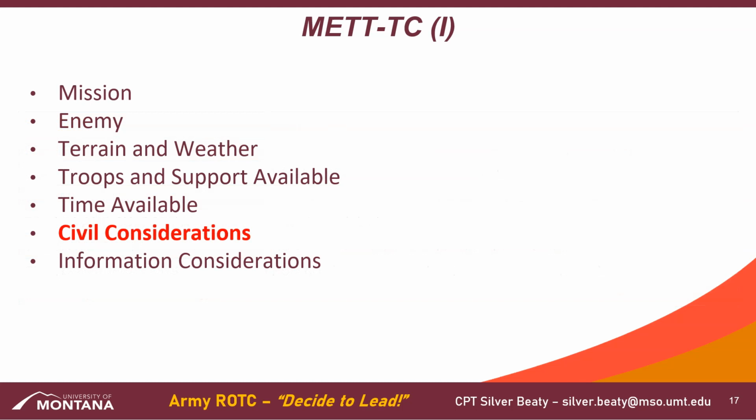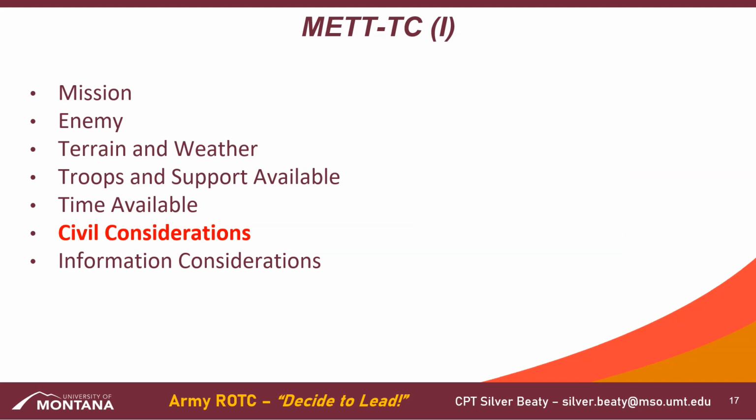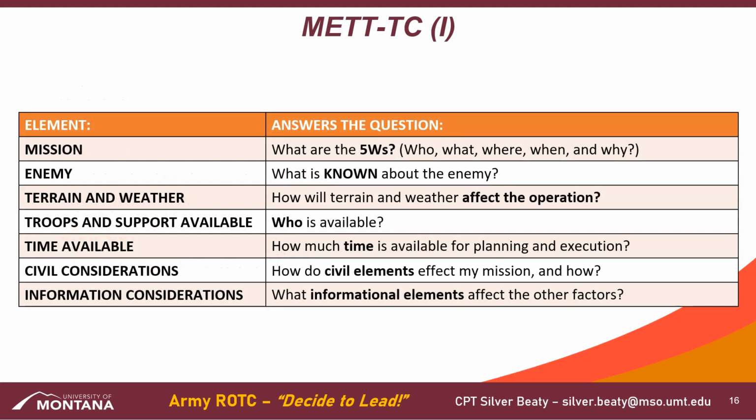Now moving even deeper into METT-TC, you have that one bolded there called civil considerations. And this is where we use what we call ASCOPE. So you're thinking about, from a civil standpoint, the area, the structures, capabilities, organizations, the actual people themselves, and other events that might be happening. So going back, taking all of that from ASCOPE should help you understand how civil elements might affect your mission.